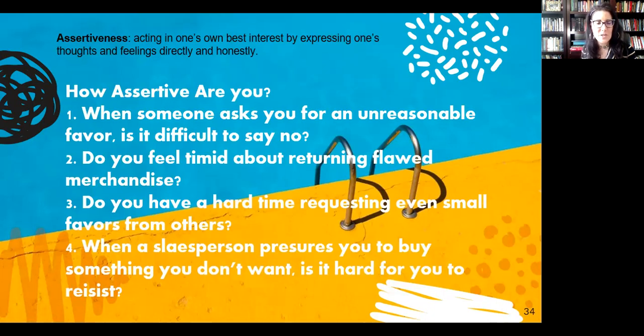So these are the questions from your book. But I thought it was important to just use this, maybe just use it as a self-reflection. When somebody asks you for an unreasonable favor, is it difficult to say no? Do you feel timid about returning flawed merchandise? Do you have a hard time requesting even small favors from others? When a salesperson pressures you to buy something you don't want, is it hard for you to resist? So if you're answering yes to most of those questions, you may need to increase your assertiveness.